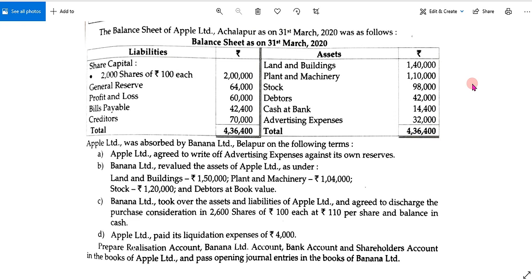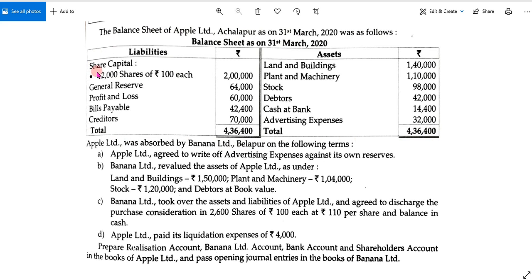I am Namita Mane. In today's video, let us solve one example of absorption of company. So this is the example on the screen. The balance sheet of Apple Limited, Achalapur, as on 31st March 2020 was as follows. This is the balance sheet as on 31st March 2020 of Apple Limited.